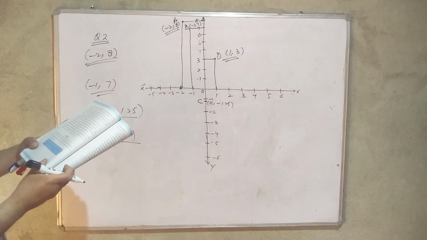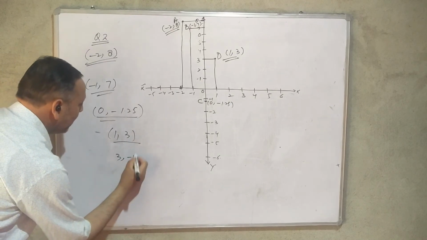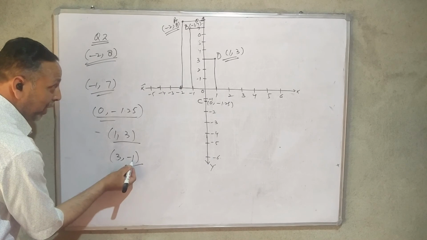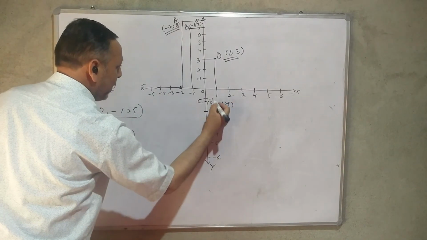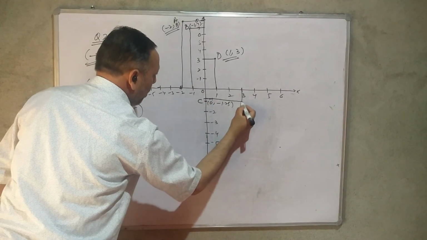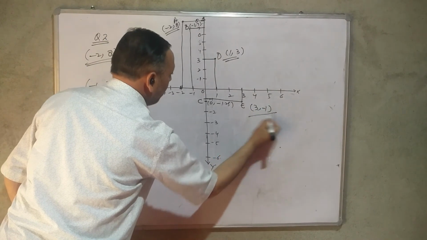And the next is (3, -1). X positive, y negative. It will lie in the fourth quadrant. x is 3 and y is -1. This is the point. E, (3, -1).